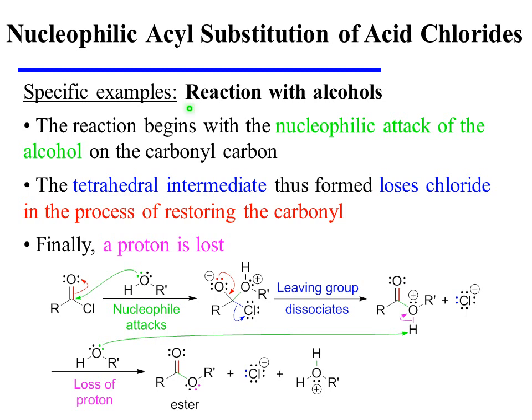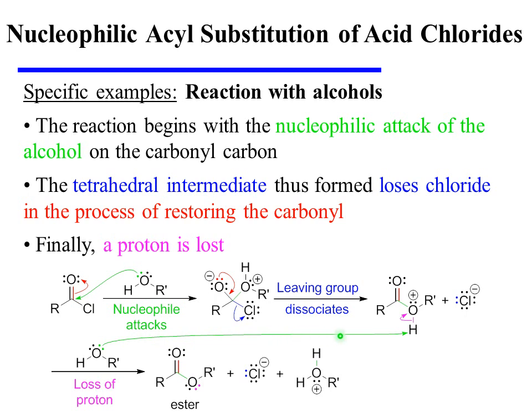Acid chlorides can also undergo reaction with alcohols, and this reaction is very similar to the reaction with water. It begins with the nucleophilic attack of the alcohol on the carbonyl carbon, thereby displacing the pi bonding electrons onto oxygen. The tetrahedral intermediate thus formed loses chloride in the process of restoring the carbonyl. And finally, a proton is lost.